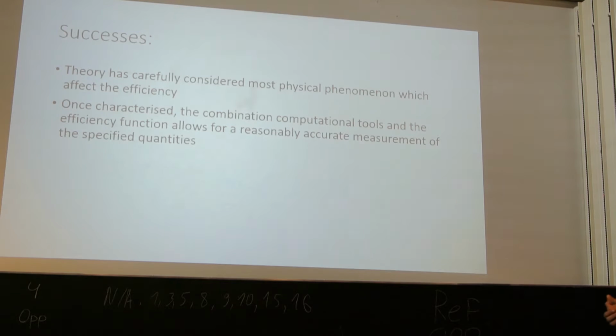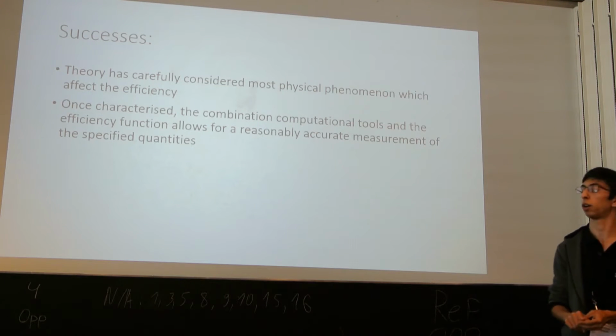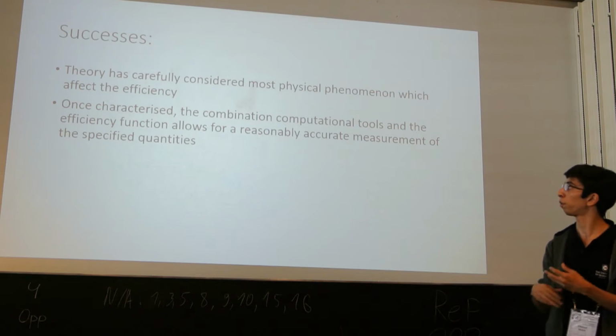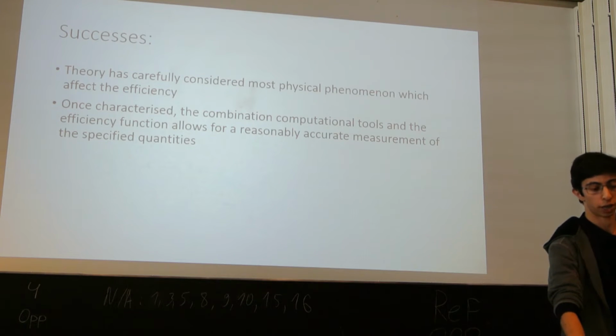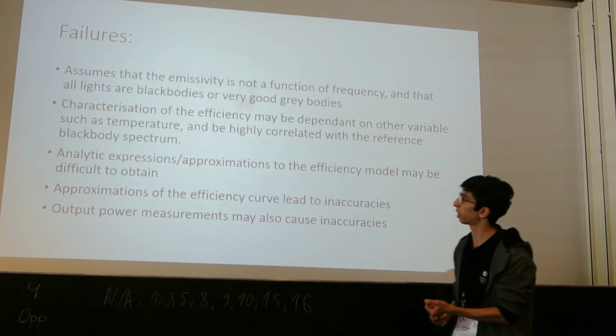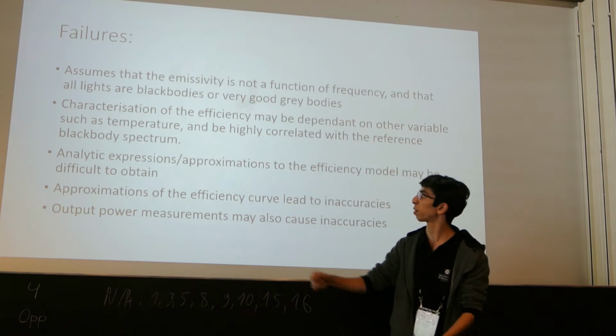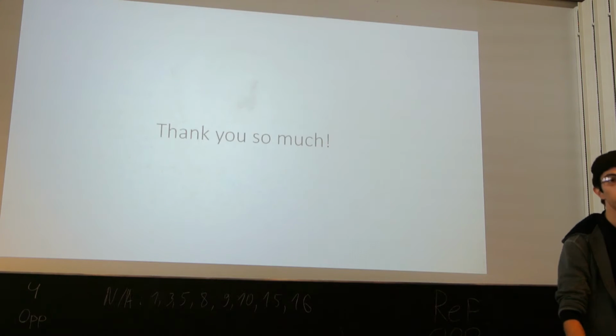So this proposal has very carefully gone through all of the theoretical parts of the system, identified all of the parameters that are going to affect the efficiency of the system, and it can lead to a calculation for the color temperature and irradiance. The failures of the model, unfortunately, are things like difficult analytic expressions as well as numerical errors in the calculations. That's all. Thank you.